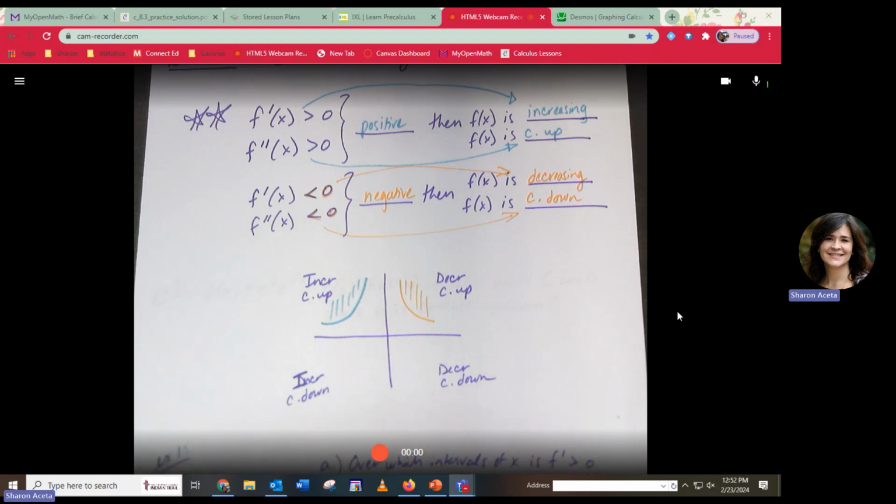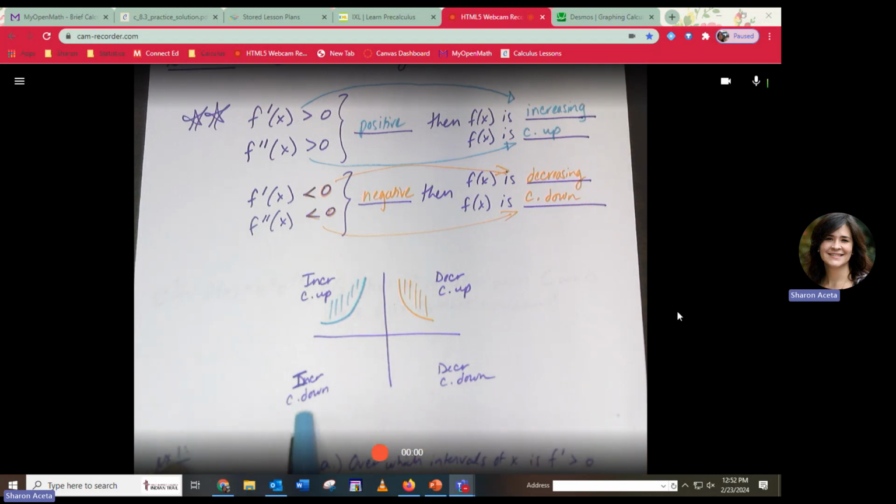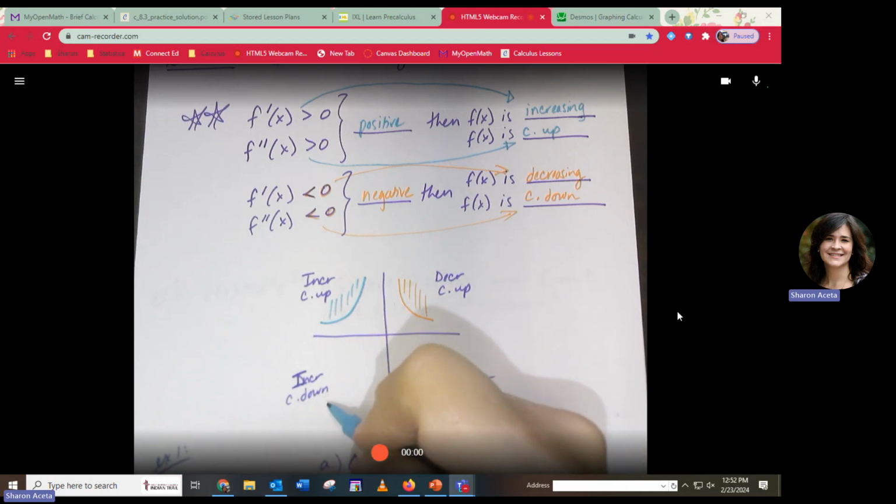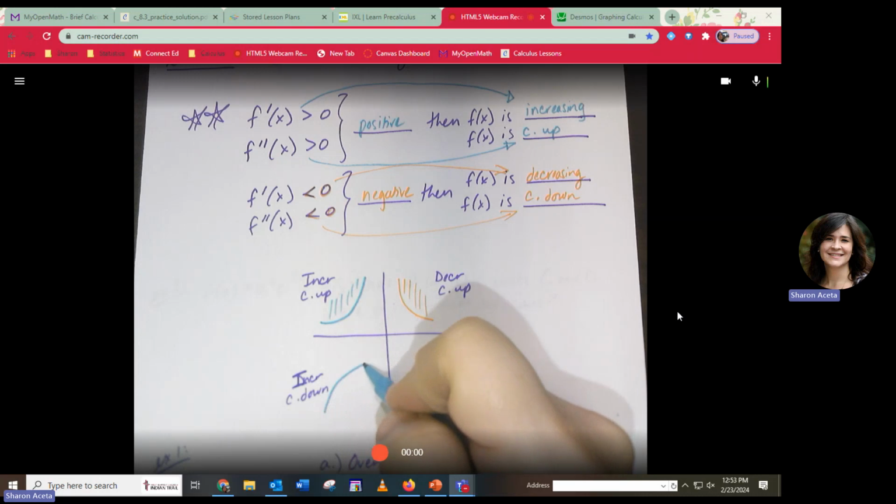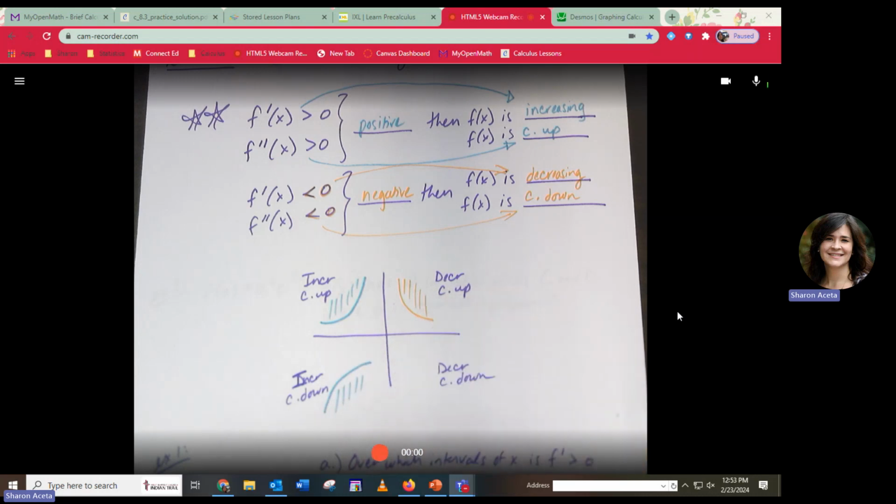Now the opposite is true here. How would I draw a function that's increasing but concaving down? From left to right, increasing, but then it would concave down that way. And then decreasing, concaving down would look like this. From left to right, I'm decreasing, and then I'm concaving down, I'm spilling the water. Use this as a guide on your quiz and on your homework. That should help you out to curve sketch.